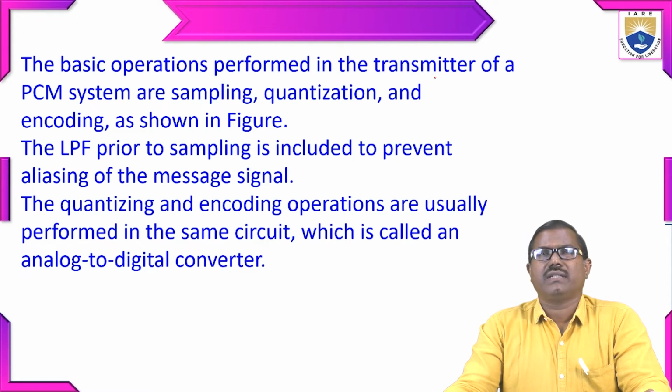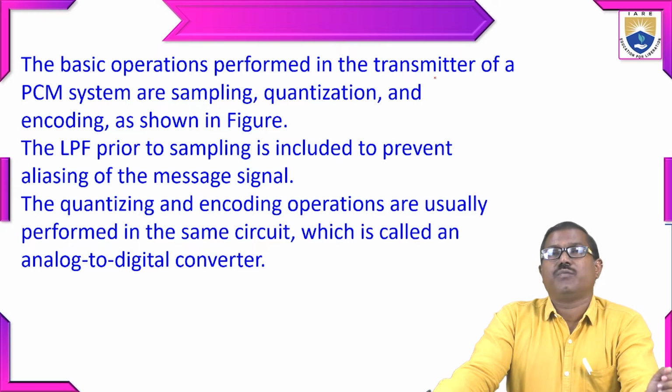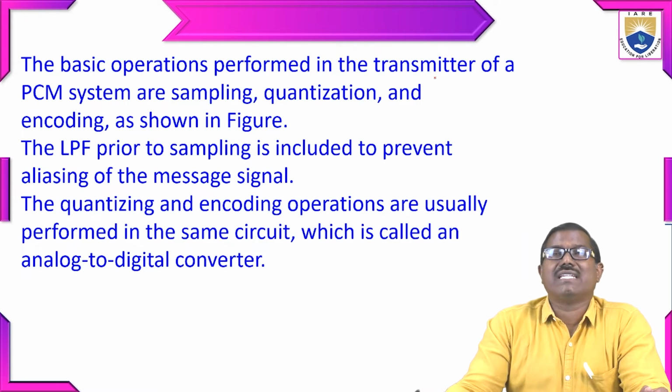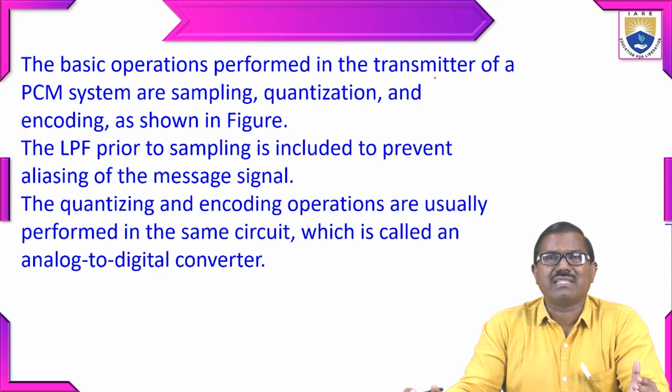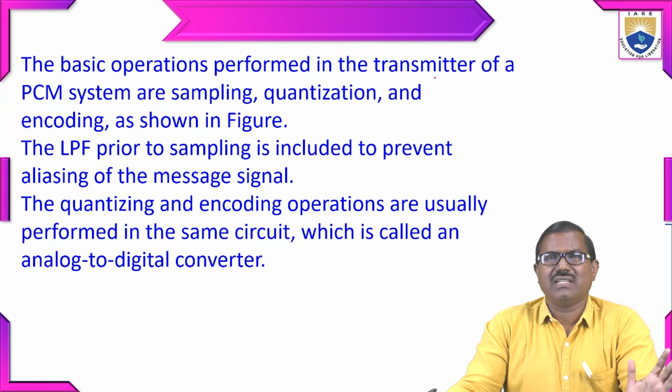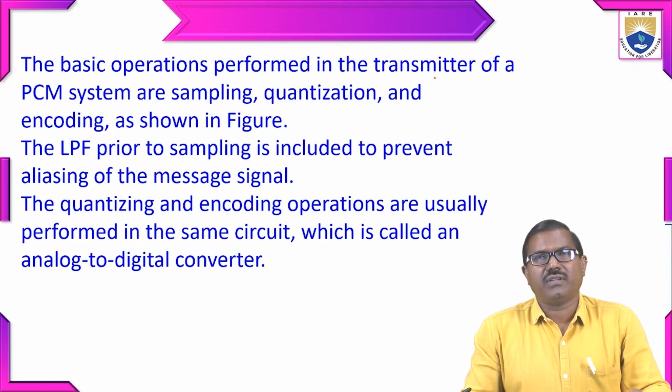After sampling, the quantizing and encoding operations are usually performed in the same circuit, which is called an analog to digital converter. So all these operations you can simply call an analog to digital converter, or simply ADC. So these are the operations performed in the transmitter.